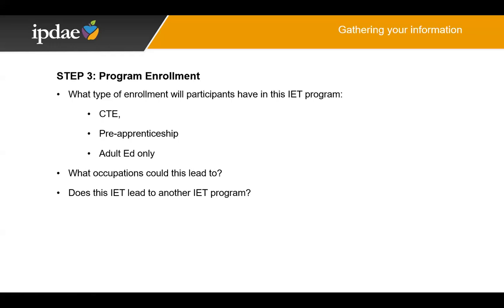And then what occupations could this lead to? You should have an idea of that. So Intro to Healthcare, for example, our students might become caregivers, but eventually we want them to maybe go on to the CNA class. So I could add nursing assistant or phlebotomist. You don't have to add every possible job, just what seems to fit most directly, and a couple is fine. And then does this IET lead to another IET? So again, that Intro to Healthcare class usually for us leads to a CNA. But our Intro to Drafting, in our case, leads to a CTE program or employment, but it doesn't lead to another IET.